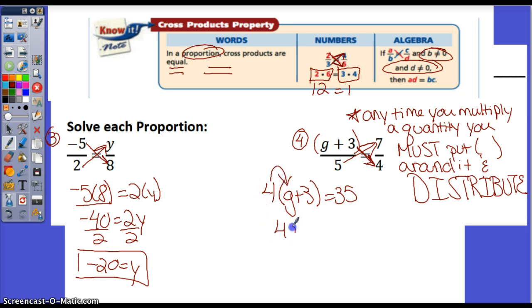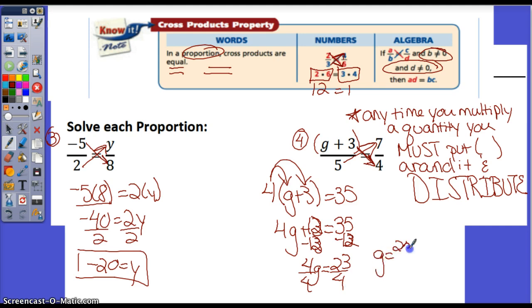4 times g is 4g. 4 times positive 3 is plus 3 equals 35. Now we subtract 3 from both sides. We get 4g equals... this is 12, not 3. So subtract 12 from both sides. So 35 minus 12 is 23. Divide both sides by 4. And guys, it's okay to have a fraction as your answer. So you would say g equals 23 over 4, which is the same thing as 4 goes into 23 5 times, and there are 3 left over.